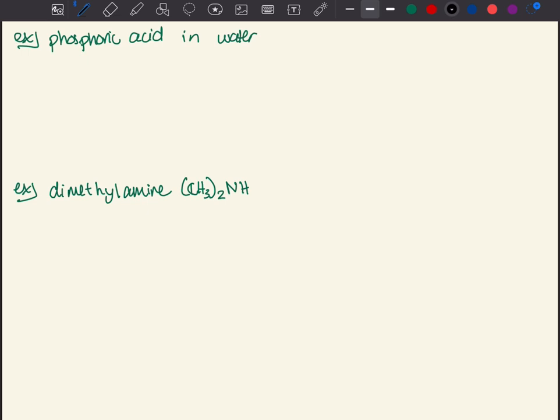All right, let's go over these together. So the first thing I'm going to do is write out my equation. So we have phosphoric acid plus water. I know that phosphoric acid is a weak acid, so it's going to exist in equilibrium. And since it is an acid, it's going to donate a proton. So we're going to get hydronium ion plus dihydrogen phosphate.